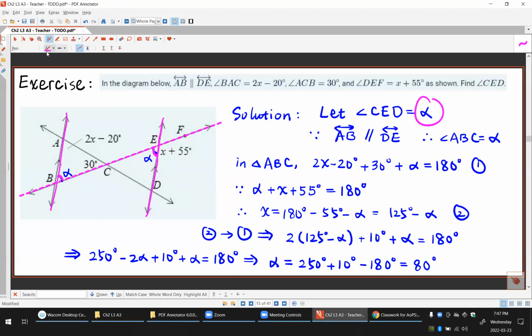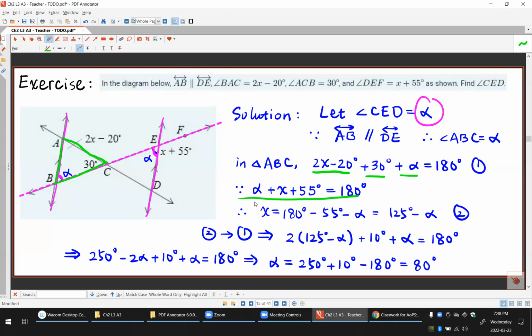Okay, then let's consider triangle ABC. In this triangle on the left, this time we're using triangle ABC instead of triangle CED. In this triangle, we know that the sum of these three angles, which are 2x plus 20, 30 degrees, and alpha, is 180 degrees, right? And if we simplify this, we have alpha plus x plus 55 degrees equals 180 degrees.